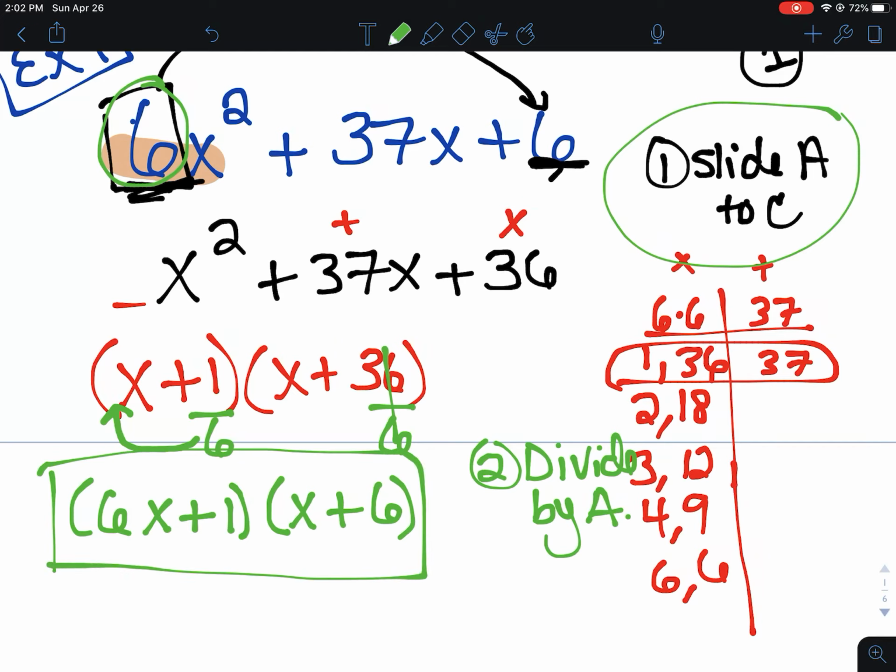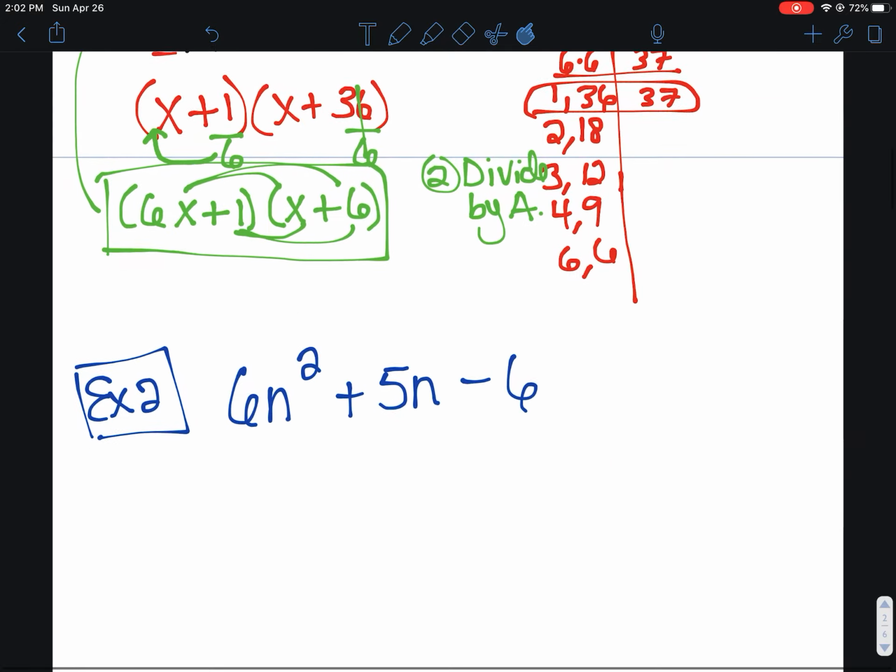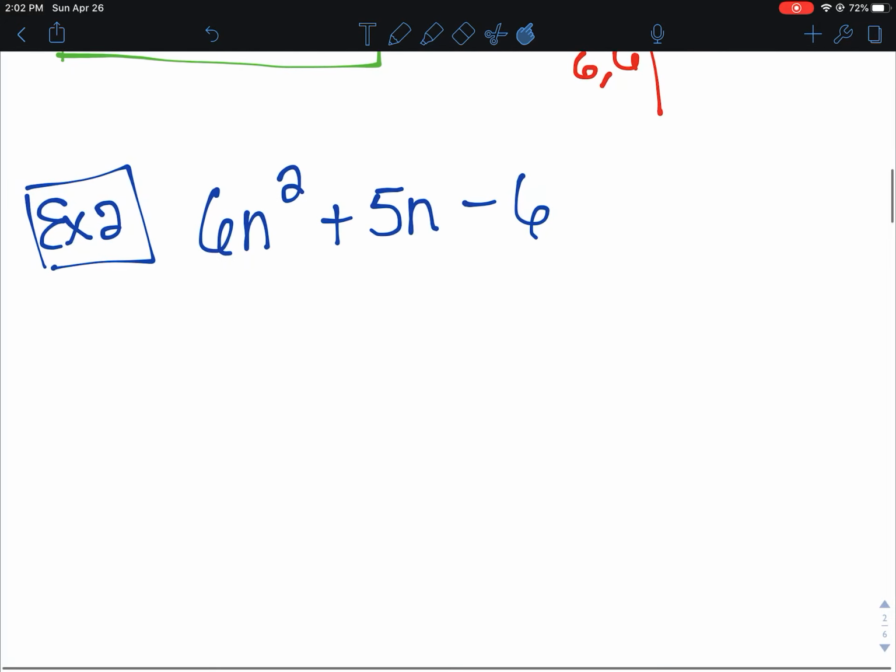And remember how you check and see if they're correct? You could FOIL it or double distribute back together and see if you end up with what you started with, okay? So that is the slide and divide method. So let's try another one before we go up and do the example in your notes there.